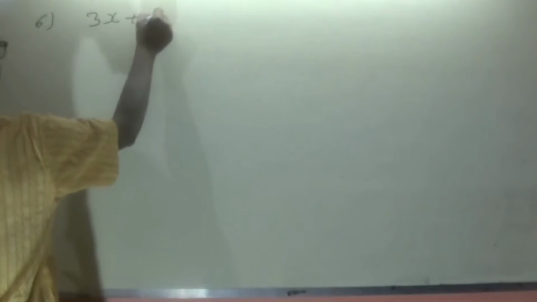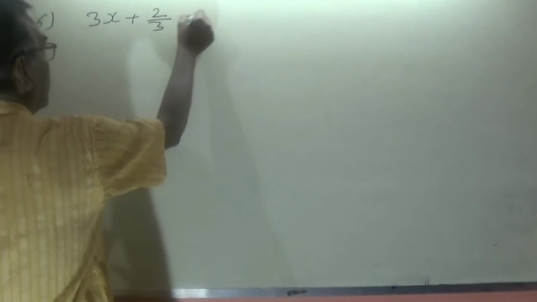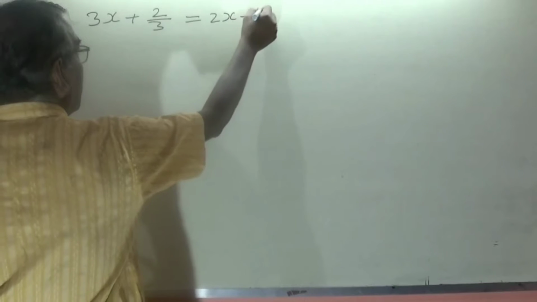Okay, much introduction I have given. Now, first of all, I am going to solve one question. That is question number 6. The question says: 3x plus 2 by 3 is equal to 2x plus 1.